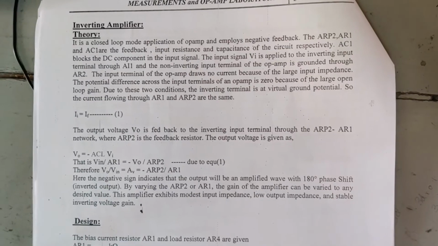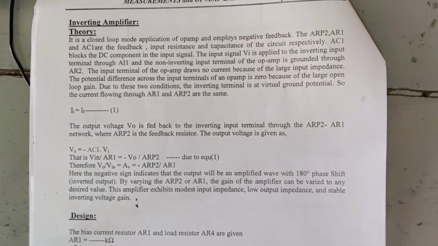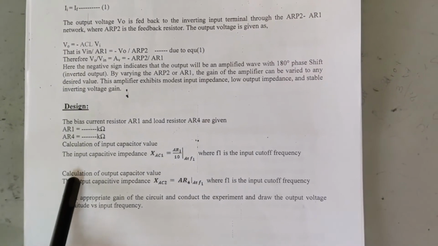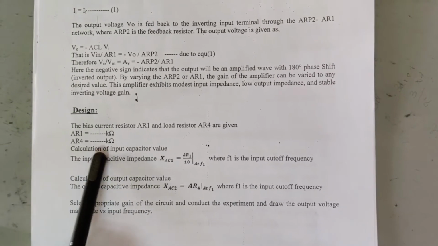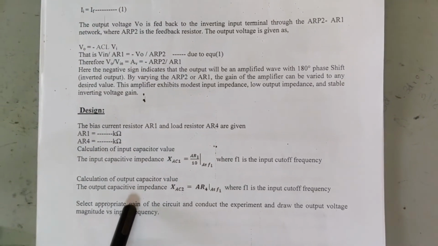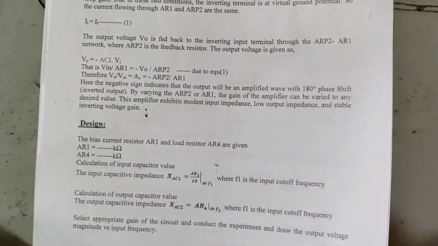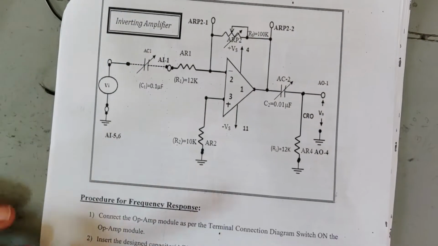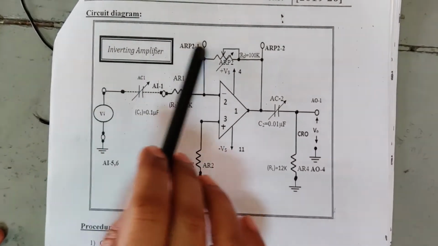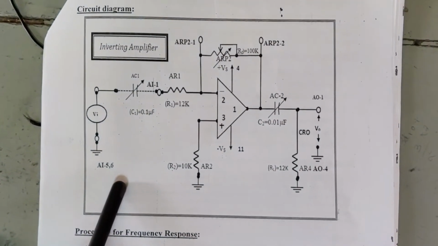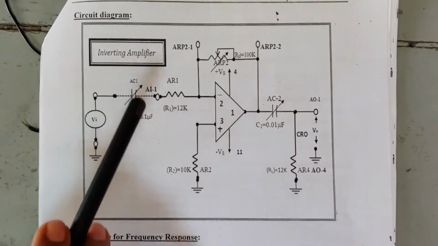Before doing the circuit connections, first you have to do certain design calculations as per the formula given in the manual. So first do the calculations as per the design formulas given in the manual. Once it is done, you have to do the connections for the circuit. So this is the complete circuit for connecting the inverting amplifier circuit.